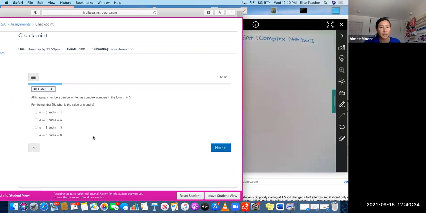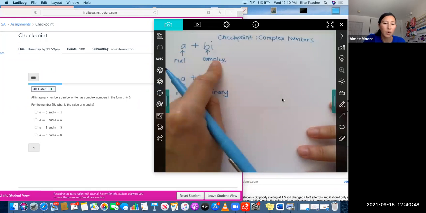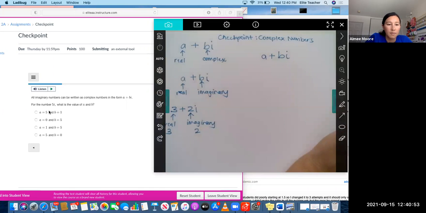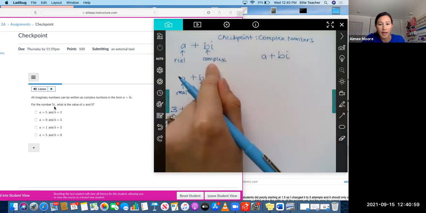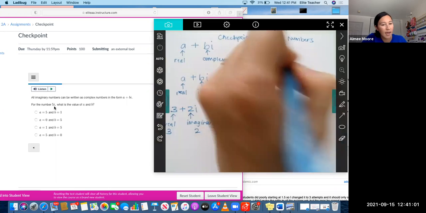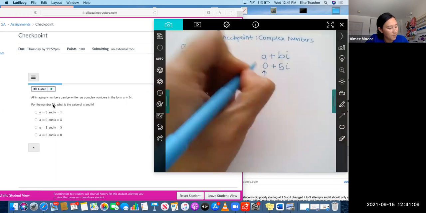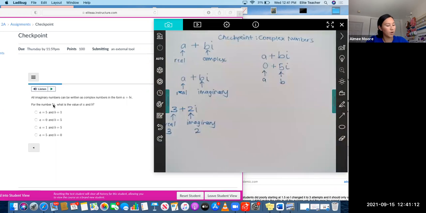So all imaginary numbers can be written as complex numbers in the form a plus bi. For the number 5i, what is the value of a and b? So if we want to write it in the form a plus bi, how can we write it? So if we have 5i, we know that that is the complex part. So we know we're going to have 5i here. The real part, well, the real part is just 0. So a would be 0 and b would be 5.